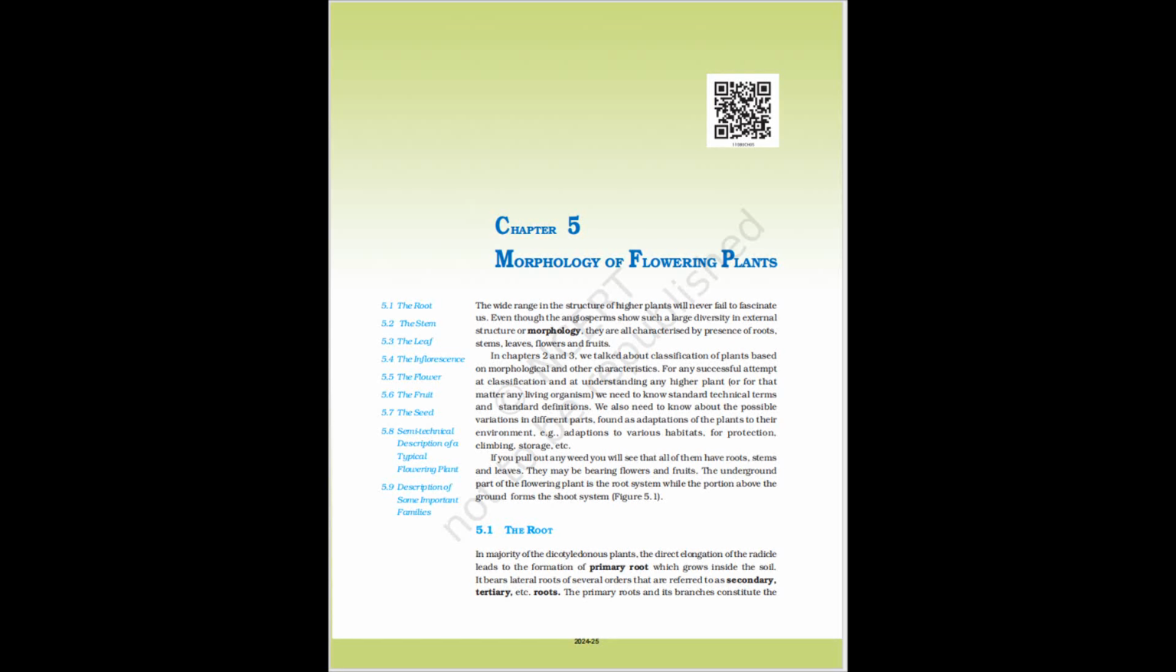5.5 The flower. The flower is the reproductive unit in the angiosperms. It is meant for sexual reproduction. A typical flower has four different kinds of whorls arranged successively on the swollen end of the stalk or pedicel, called thalamus or receptacle. These are calyx, corolla, androecium, and gynoecium. Calyx and corolla are accessory organs, while androecium and gynoecium are reproductive organs.